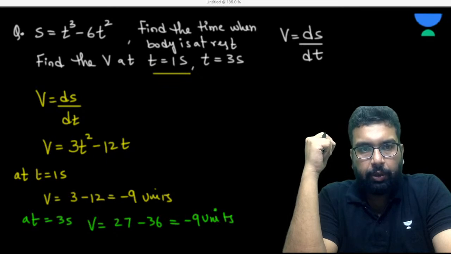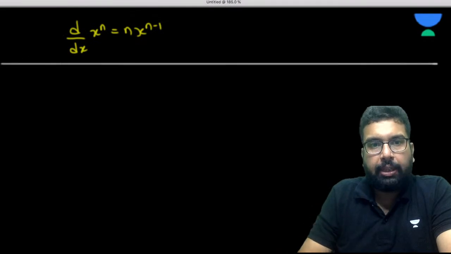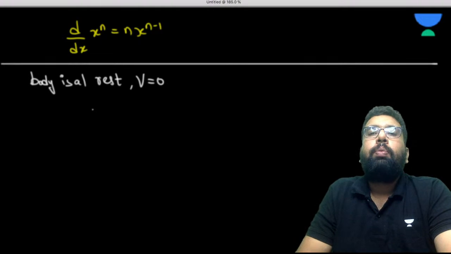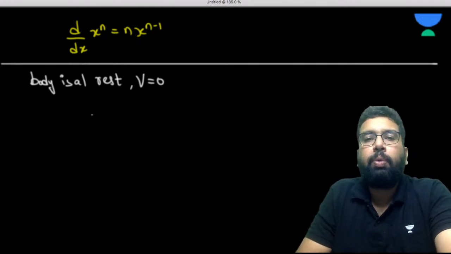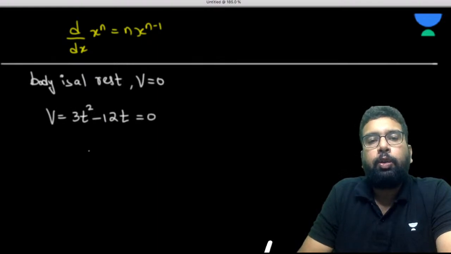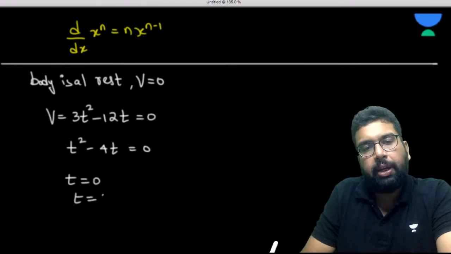Now, please understand it. When we say that the body is at rest, I'll write it here. When we say that the body is at rest, that means that v is equal to 0. So when the body is at rest, the velocity of the body is 0. So what are we going to do? The velocity is 3t square minus 12t. So let's put it equal to 0. From here, can I write it as t, okay, t square minus 4t is equal to 0. So from here, t is going to be equal to 0 or t is going to be equal to 4.